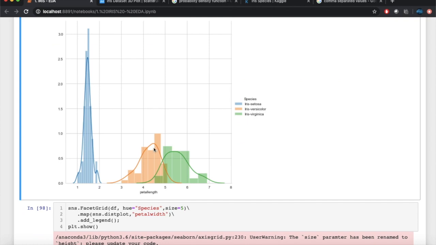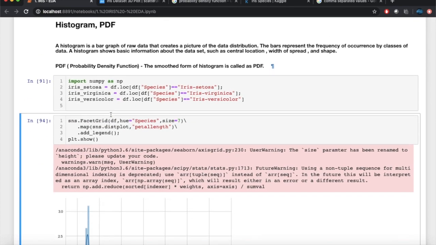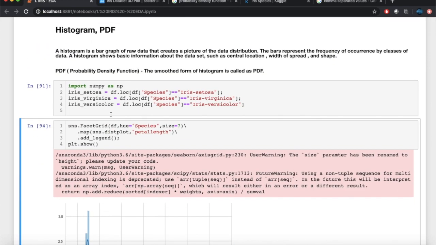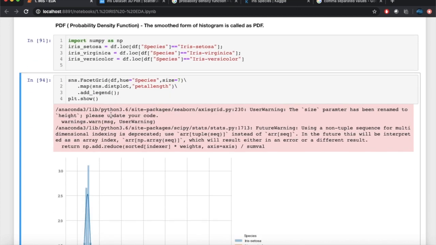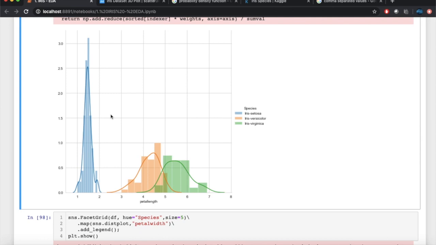This PDF gives a very basic idea. It tells about the central tendency, like in the middle where it has the top values, this is the central tendency, like mean or median of the petal length. This is the mean of virginica, this is the mean of setosa. So using histogram and PDF, we get to know about the distribution of the dataset, their central location, and also the breadth of spread, like the range of values and how much they are spreading.